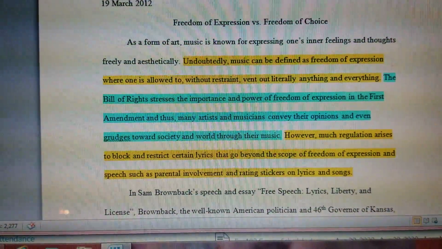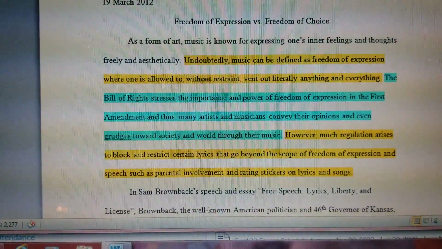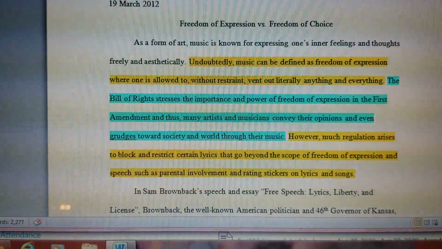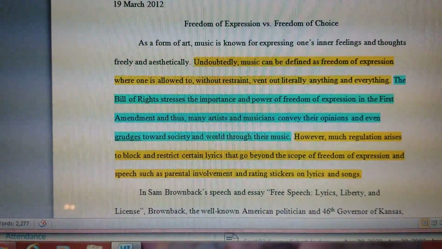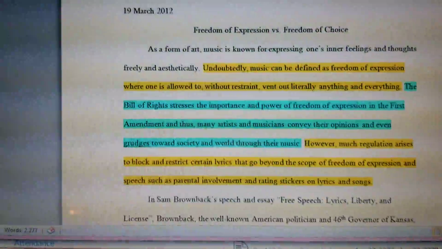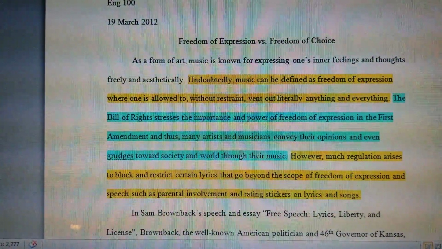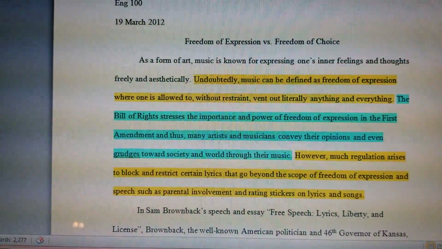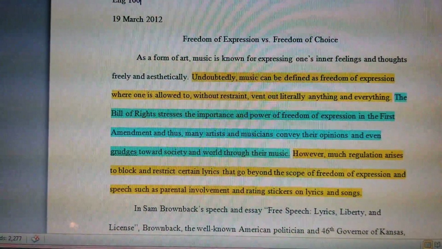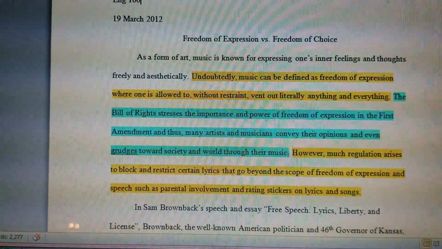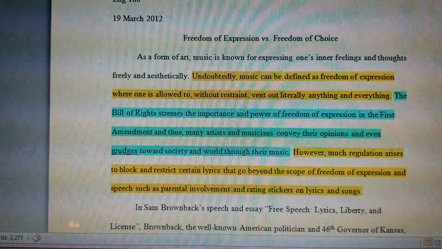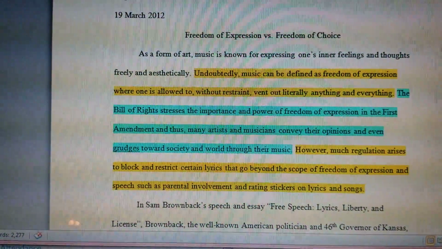In her first paragraph, she provides the four most essential components of this argument. First of all, she defines what music is. "As a form of art, music is known for expressing one's inner feelings and thoughts freely and aesthetically." Then she goes on and says, "Undoubtedly, music can be defined as freedom of expression where one is allowed to, without restraint, vent out literally anything and everything." Defining her term.